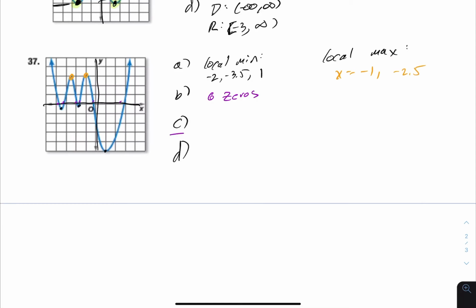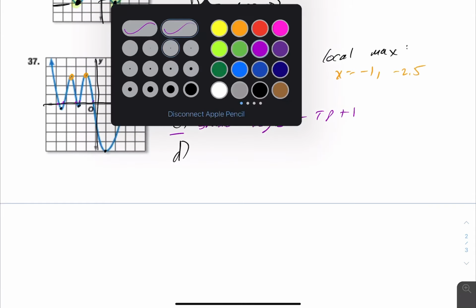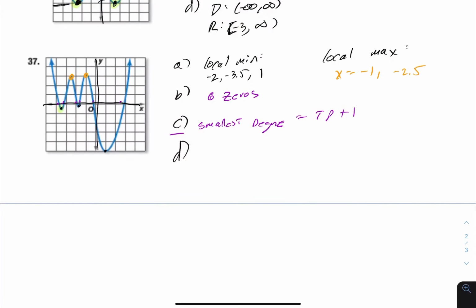C is, remember, the smallest degree. What's the smallest degree? And that's turning points plus 1. Well, how many turning points do we have? Let's count. It's a lot, I think. 1, 2, 3, 4, 5. So 5 plus 1, which is 6. So x to the 6th. Which makes sense. Again, notice it's an even function. So it does make sense.